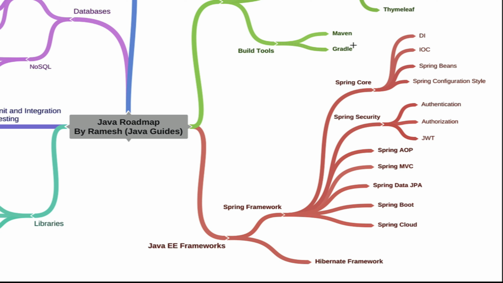Once you learn Spring Core fundamentals, then go ahead and learn Spring Security. Spring Security is basically a de facto standard to secure your web applications and RESTful APIs in Java. Spring Security provides out-of-the-box implementation for authentication and authorization. Also learn JWT token based authentication. Spring Security is very important, guys, to secure your web applications and RESTful web services. So go ahead and learn Spring Security.